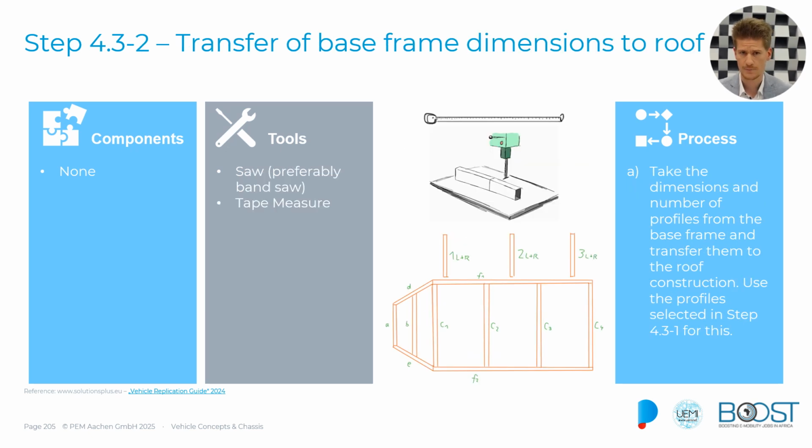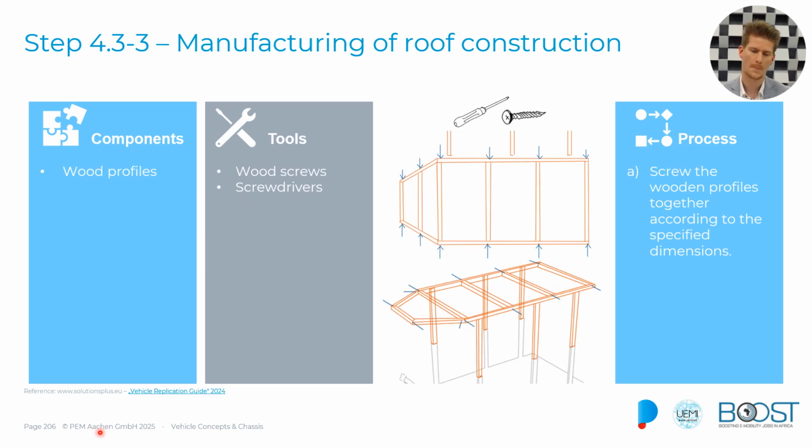The next point would be to transfer the base frame dimensions to the roof. So we're basically mirroring the base frame. We only need a saw and a tape measure, and we take the dimensions and the number of profiles from the base frame, and transfer them to the roof. We already have them available, and then we will lay out the wood profiles accordingly. We have cut them to length, and then in the next step we will manufacture them.